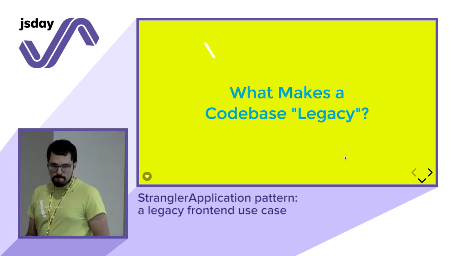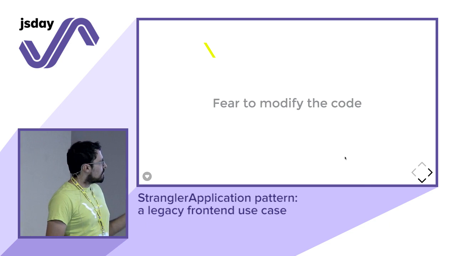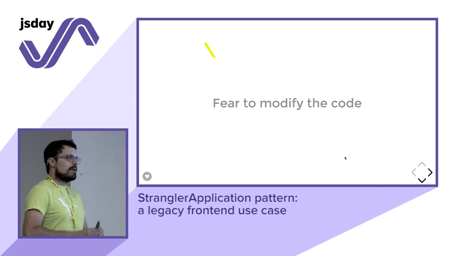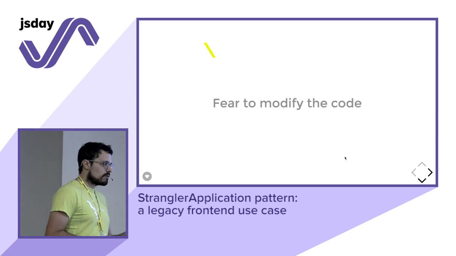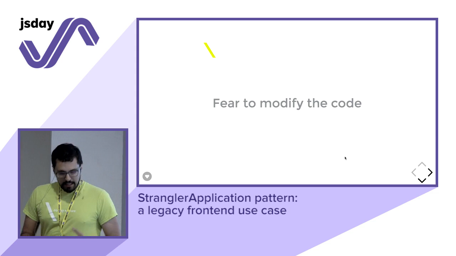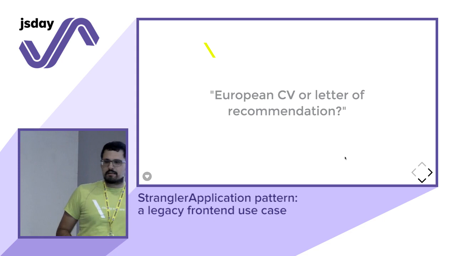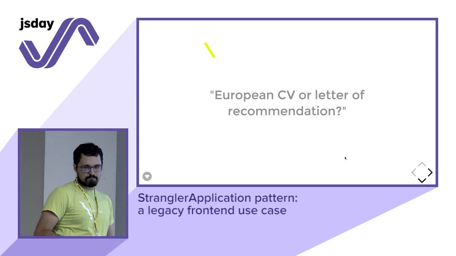In my opinion, the first symptom is when you fear to modify the code. Probably you all know this sensation. You have that if statement and you want to change it, but you're afraid that you'll break everything because you don't have unit tests, you don't have continuous integration. You have fear. And after a while, you start asking yourself, European curriculum vitae or recommendation letter? What is better to update?